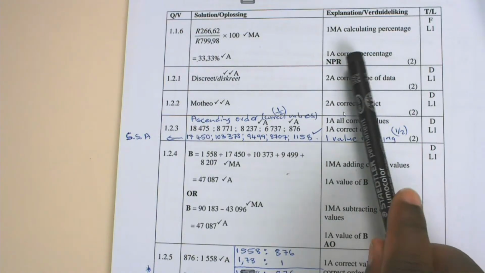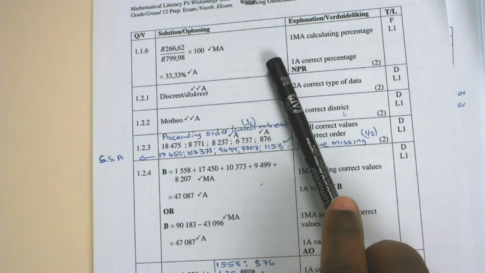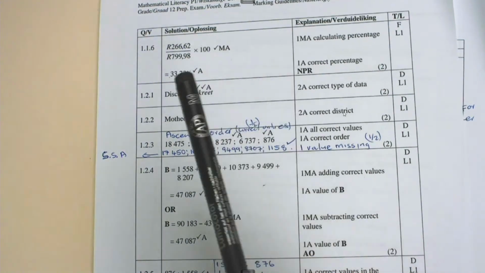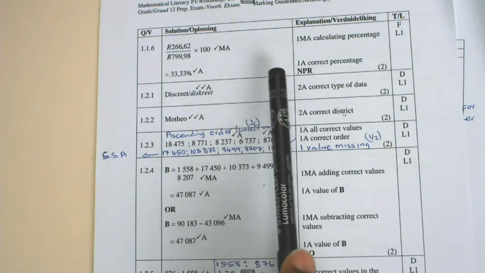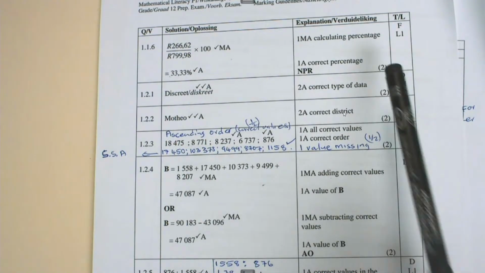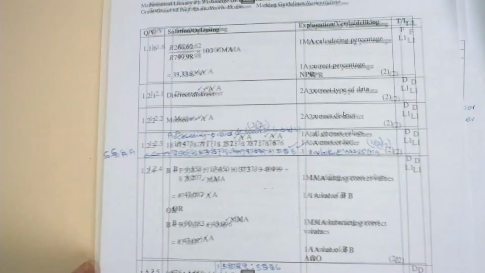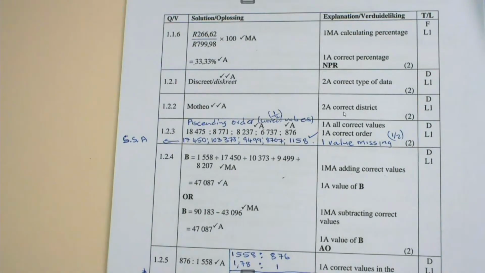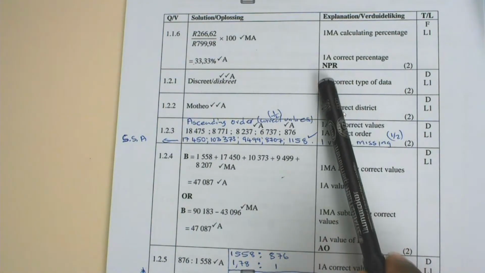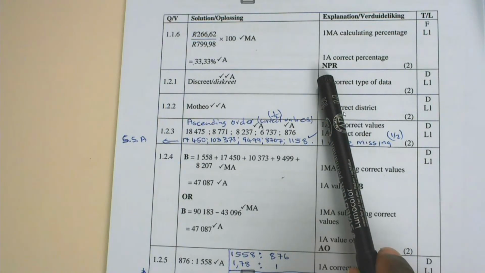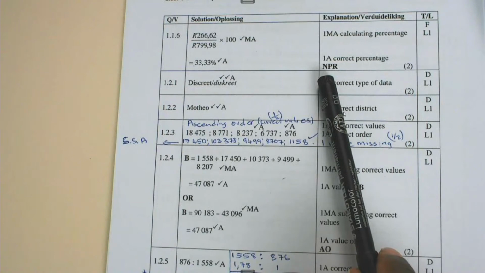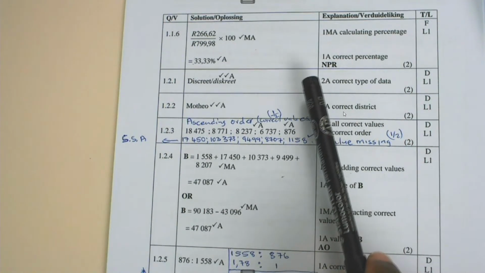So there's no CA there, colleagues. I want to repeat that: there's no CA in that question. It's an accuracy mark, so the learner will get 2 marks for that. And to remind the colleagues again, no penalty for rounding. The learner will write 33.3. So there's no penalty for rounding.